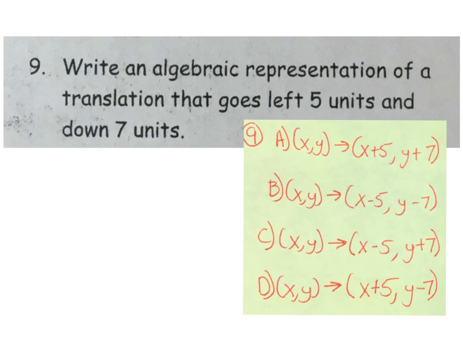All right, write an algebraic representation of a translation that goes left 5 units. I'm going to circle that. And down 7 units. Circle that. So look at your answer choices there. The left tells you if it's going to be plus or minus. Down tells you if it's going to be plus or minus. So you have to figure out which one of those values goes with the x and which one goes with the y, and if it's going to be plus or minus. Okay?